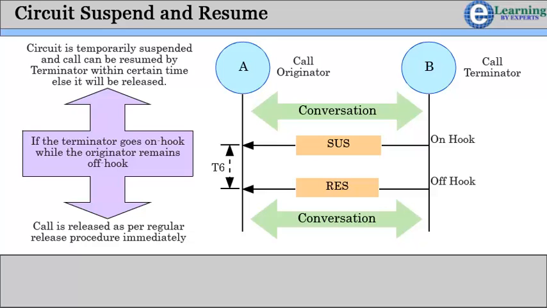In the event that the originator goes on hook during the time the circuit is suspended, the originating exchange sends a REL forward, and normal call clearing takes place. The terminating exchange responds with a RLC.